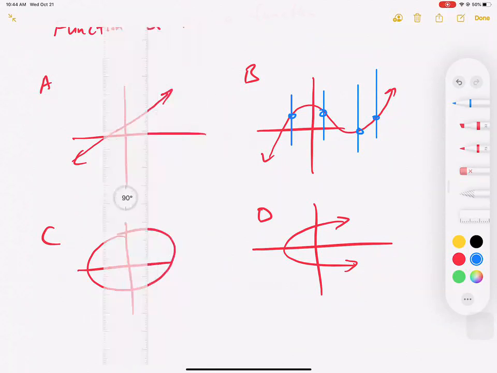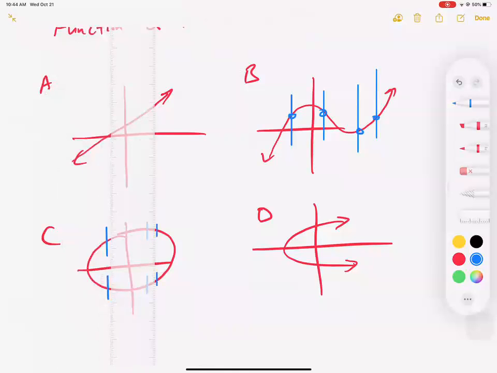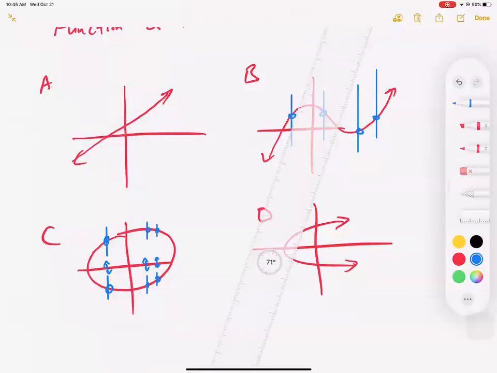But over here, look at the circle. If I pass my vertical line around, I realize that this fails the vertical line test. Because for every x value, you have 2 possibilities, which is not a function. Over here, vertical line test.